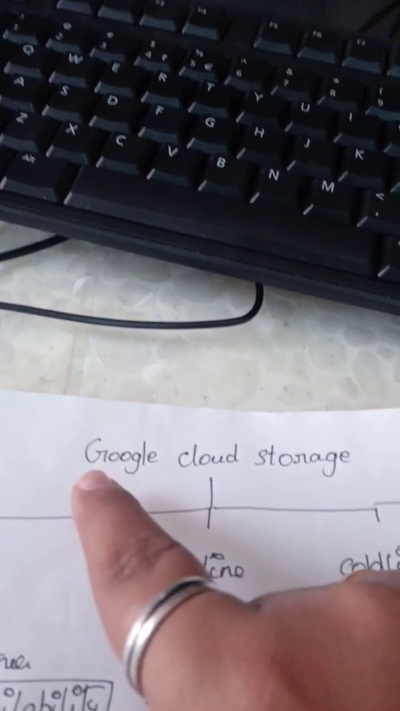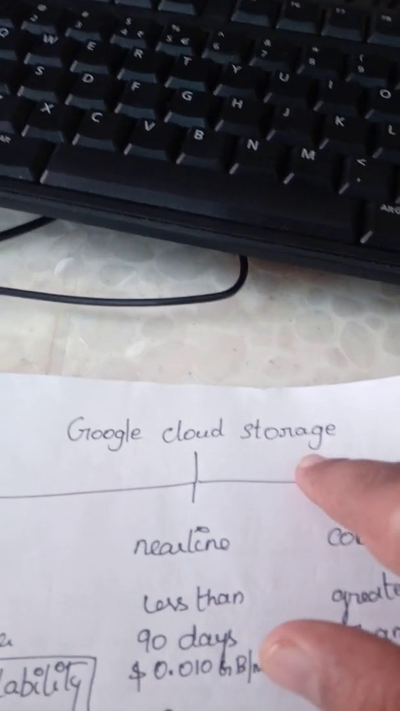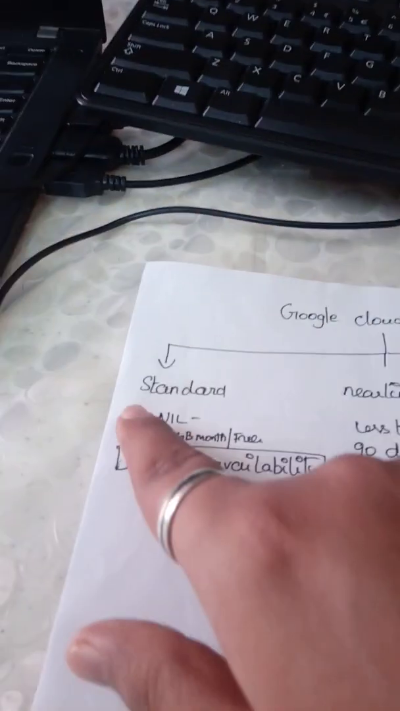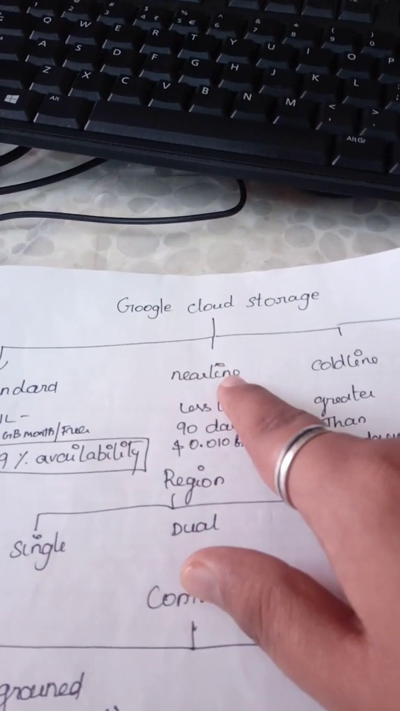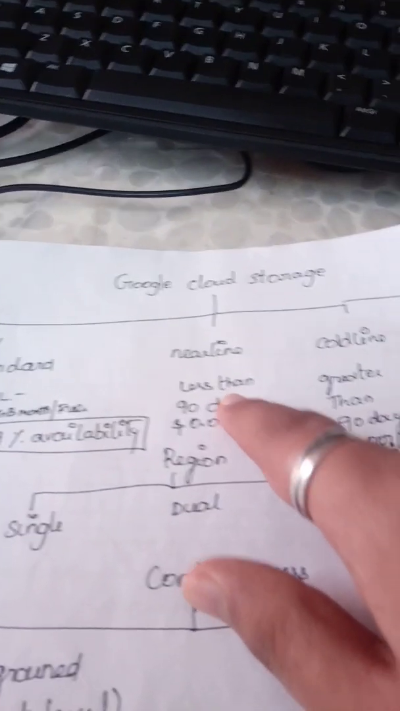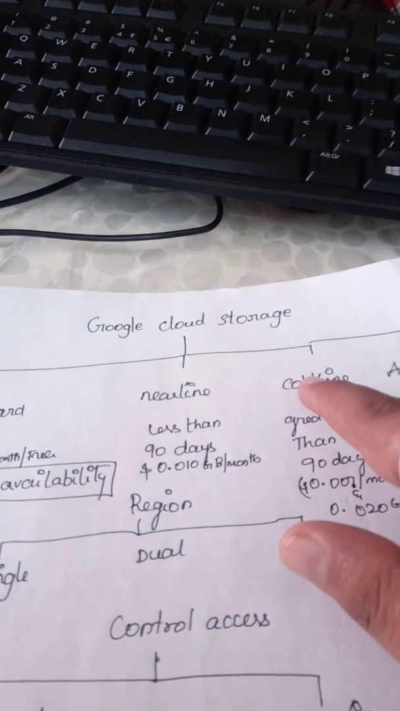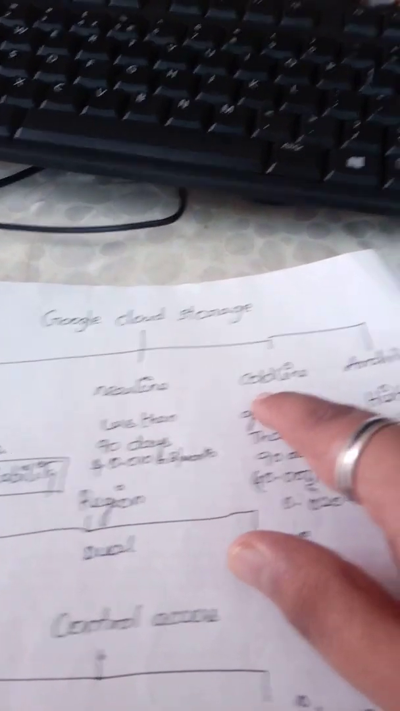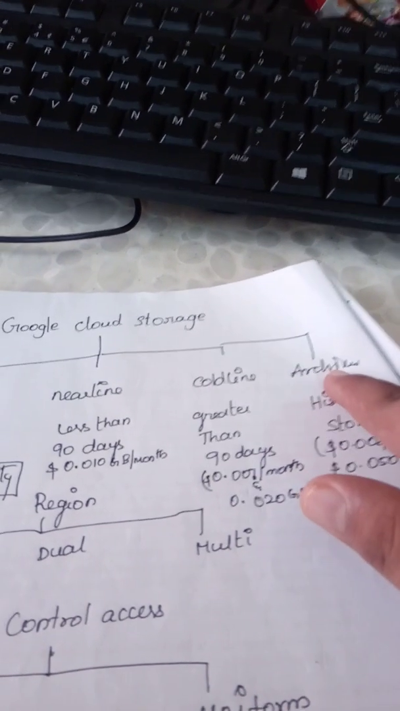So how are these types of files stored in Google Cloud Storage? There are four different types. One is standard, the others are nearline, coldline, and archive. Standard is the standard way of storing and retrieving your data. Nearline is if you want to access the data frequently, in less than 90 days. If you don't want to access the data frequently, in greater than 90 days, then you go for coldline. Archive is if you want to store historical data.